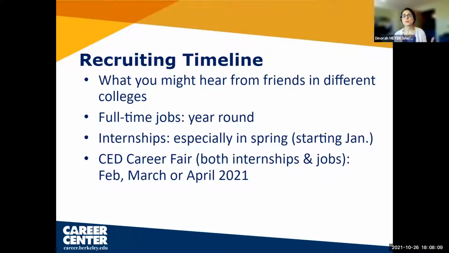And you may hear about other opportunities or see them on Handshake. The CED Career Fair, we haven't yet chosen the date. We're deciding on that date. And we're also determining whether it's going to be in person or virtual. And that will be for both internships and jobs. And we're going to try to get a broad array of employers there.